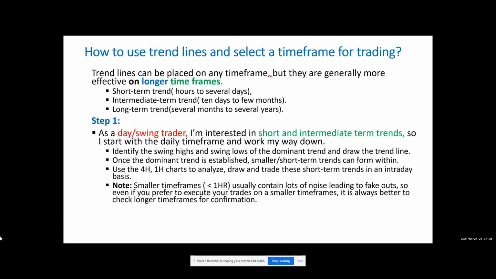Trend lines can be placed on any time frame, but they're generally more effective on longer time frames. A short-term trend can last anywhere between a few hours to several days, an intermediate-term trend can last between 10 days to a few months, and a long-term trend can last anywhere between several months to several years. If it's a really good company like Apple or Amazon, one of the big ones, they're going to have a constant uptrend, especially if you go back to the last 5 years.